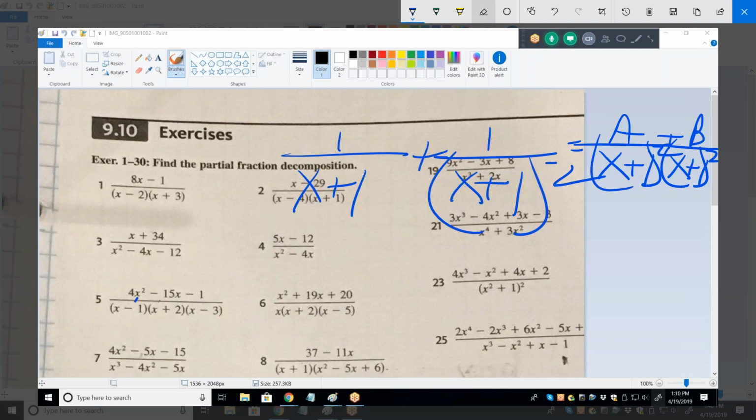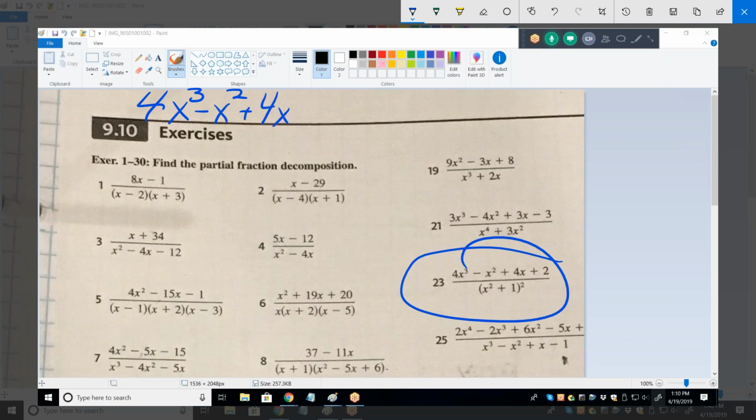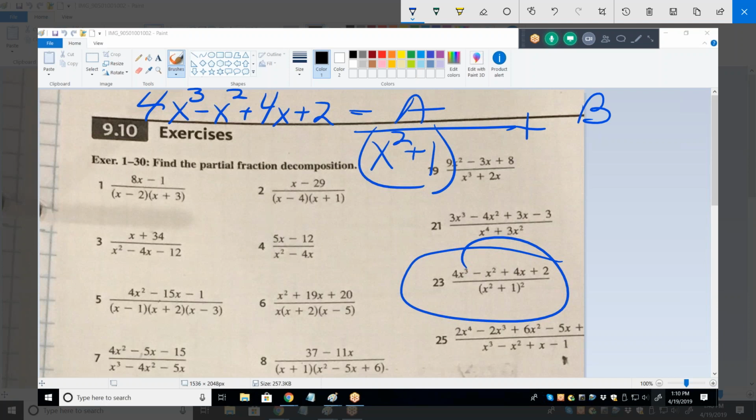Let's do this one. Let's do that one. All right. So what I have is 4x cubed minus x squared plus 4x plus 2 equals, and this is the tricky part right here, it's really A times x squared plus 1 plus B times x squared plus 1. They're both squared. That is the common denominator.